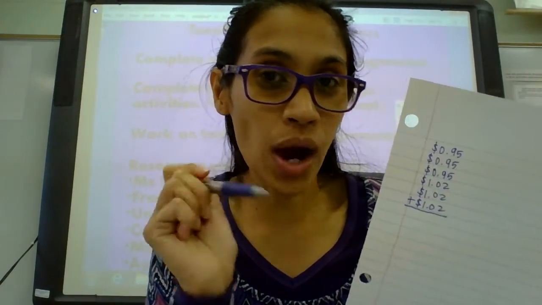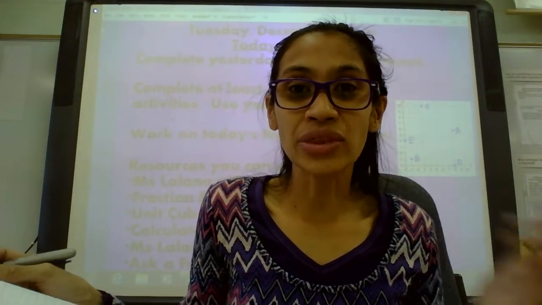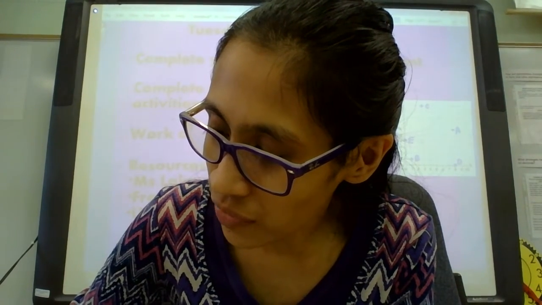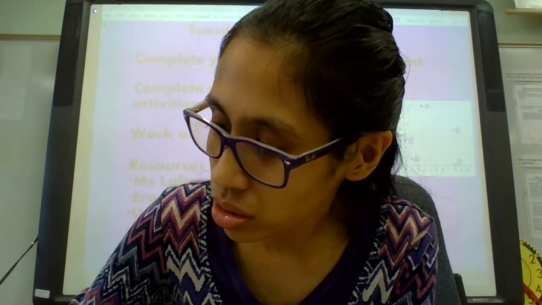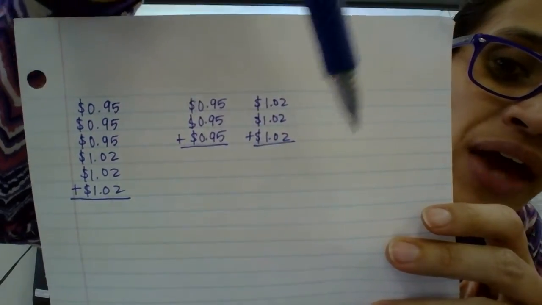So that's one strategy. What is another strategy? You can add them separately. So I can do 95 cents, 95 cents, 95 cents. Add those together. $1.02, $1.02, $1.02. Add those together. Bam. Okay, that's strategy number 1. Here's strategy number 2. You can do it that way.